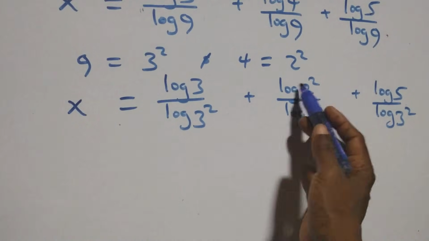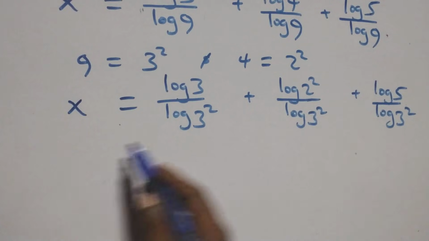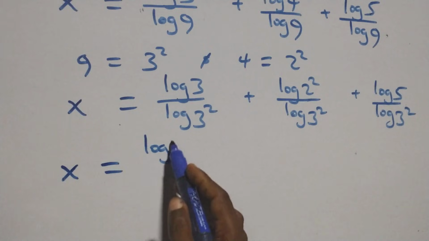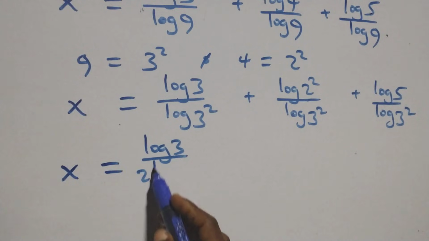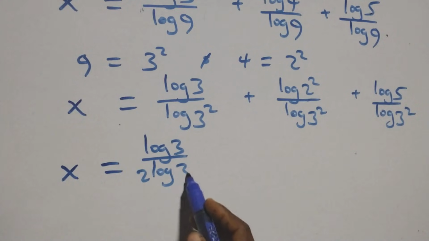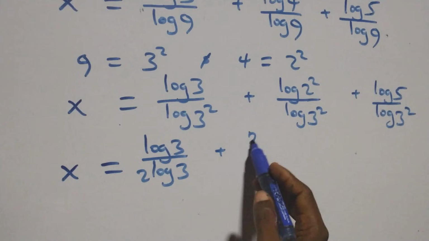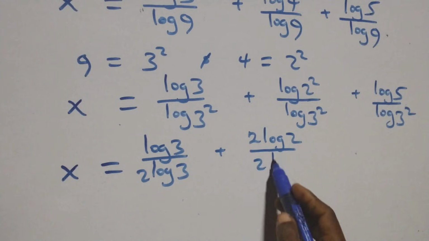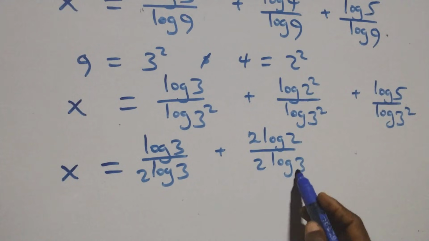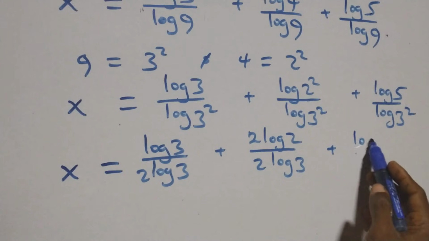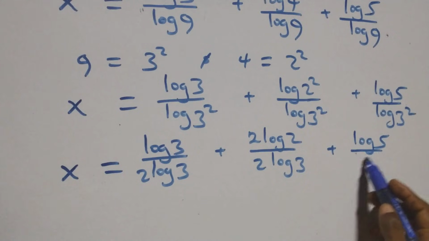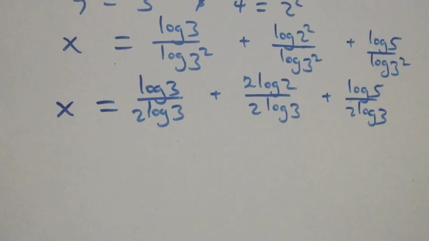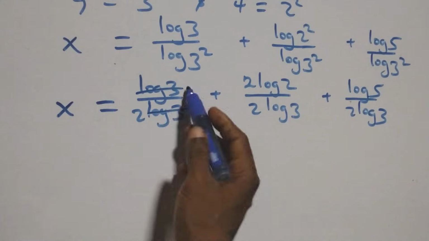2 comes here, from here, and also here. And we have x equals to log 3 over 2 log 3 plus 2 log 2 over 2 log 3 plus log 5 over 2 log 3. The next step here, we have log 3 cancelled each other here.